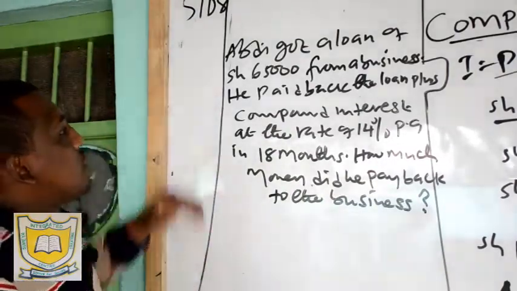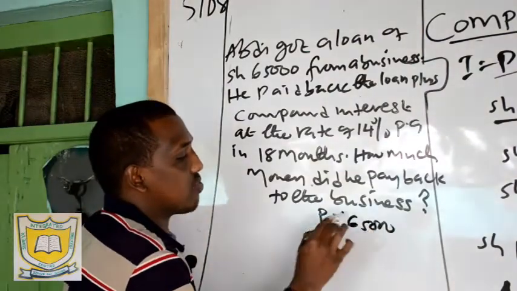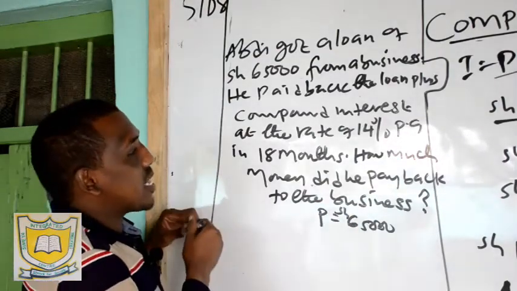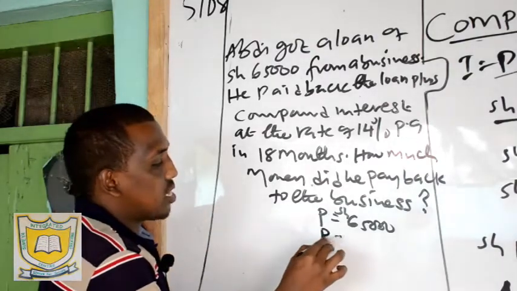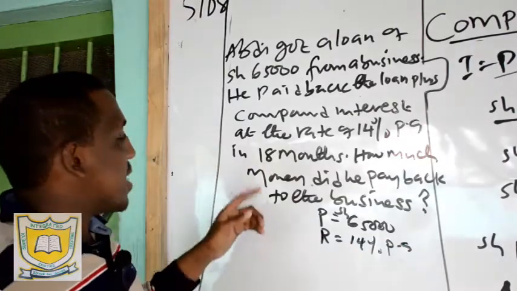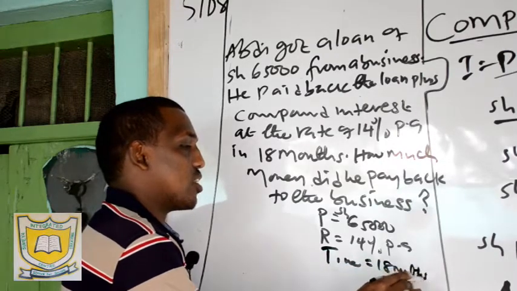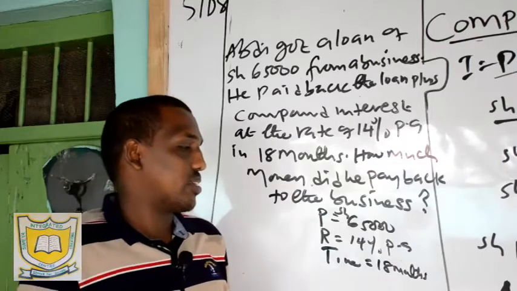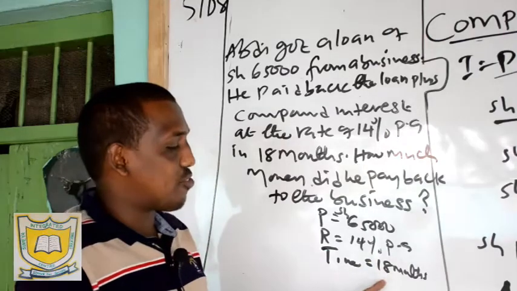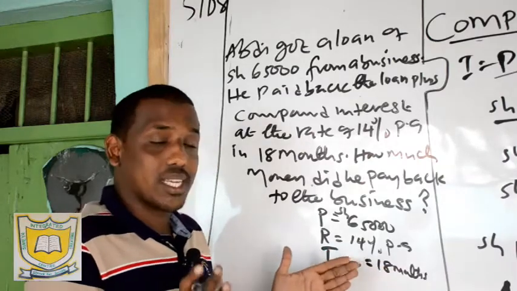Abdi got a loan, that is the principal. So our principal here is 65,000. The rate is 14% per annum. Then you are told now in 18 months, time. So this is where the problem is. 18 months, how many years are here? 18 months is 1 year and a half. 1 year has got 12 months. 12 plus 6 is 18. 6 months is half a year.